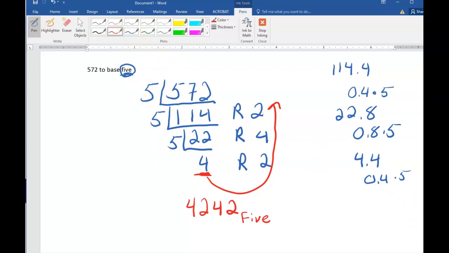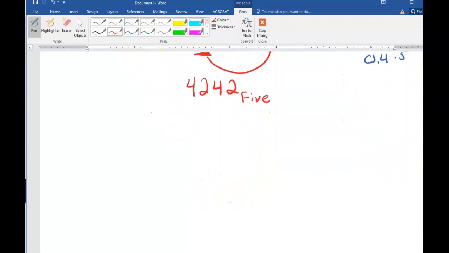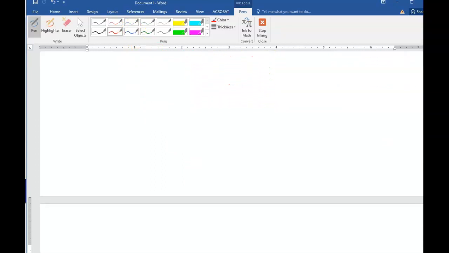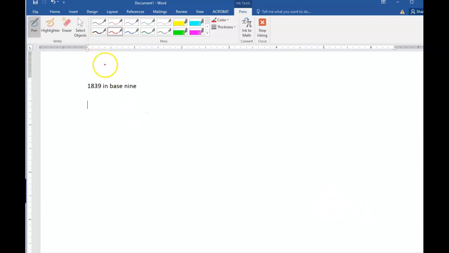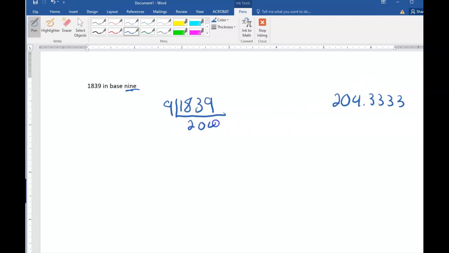Let's look at another one of these. We're going to convert to base 9. So let's look at 1839, and we're going to convert that to base 9. That means I'm going to divide by 9, and I'm going to get 204.3333. So I'm going to put the 204 here.